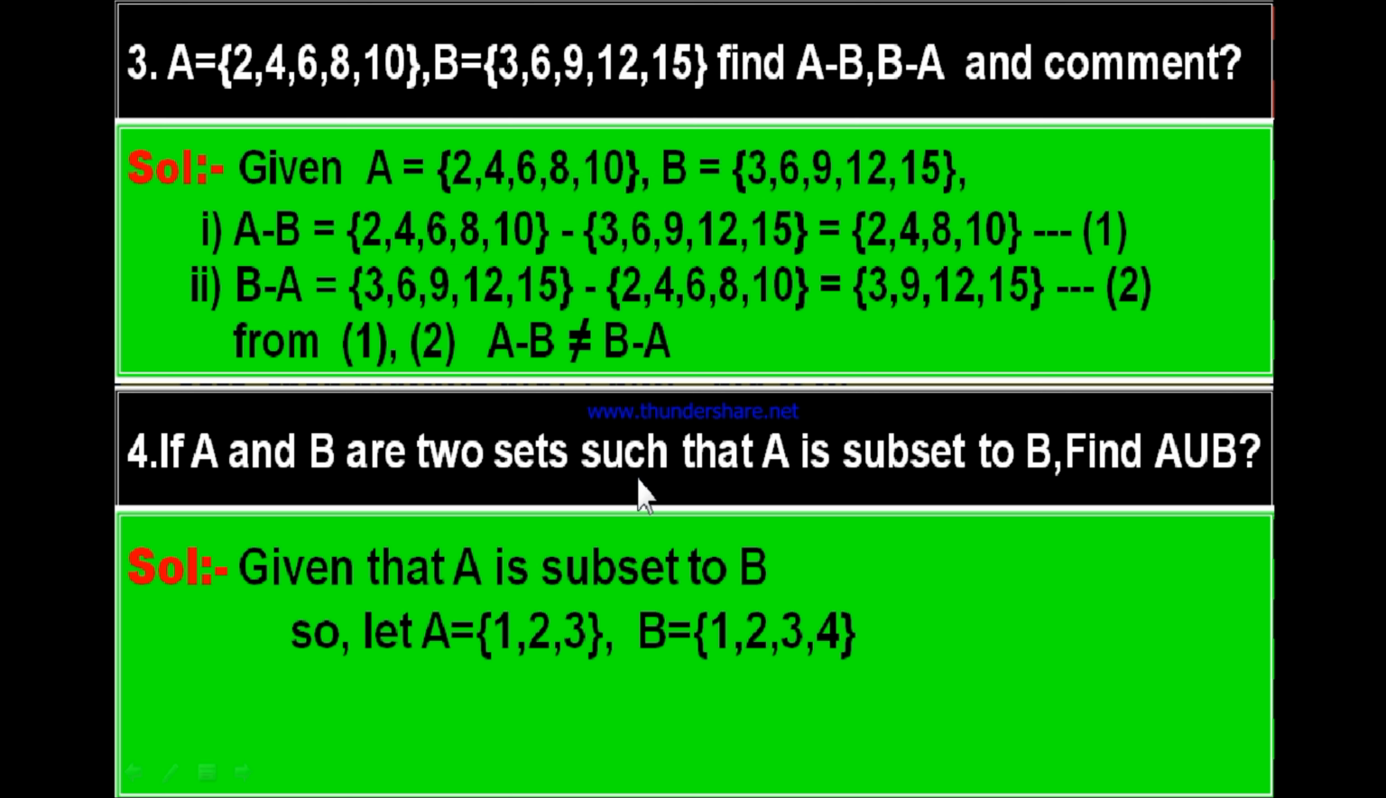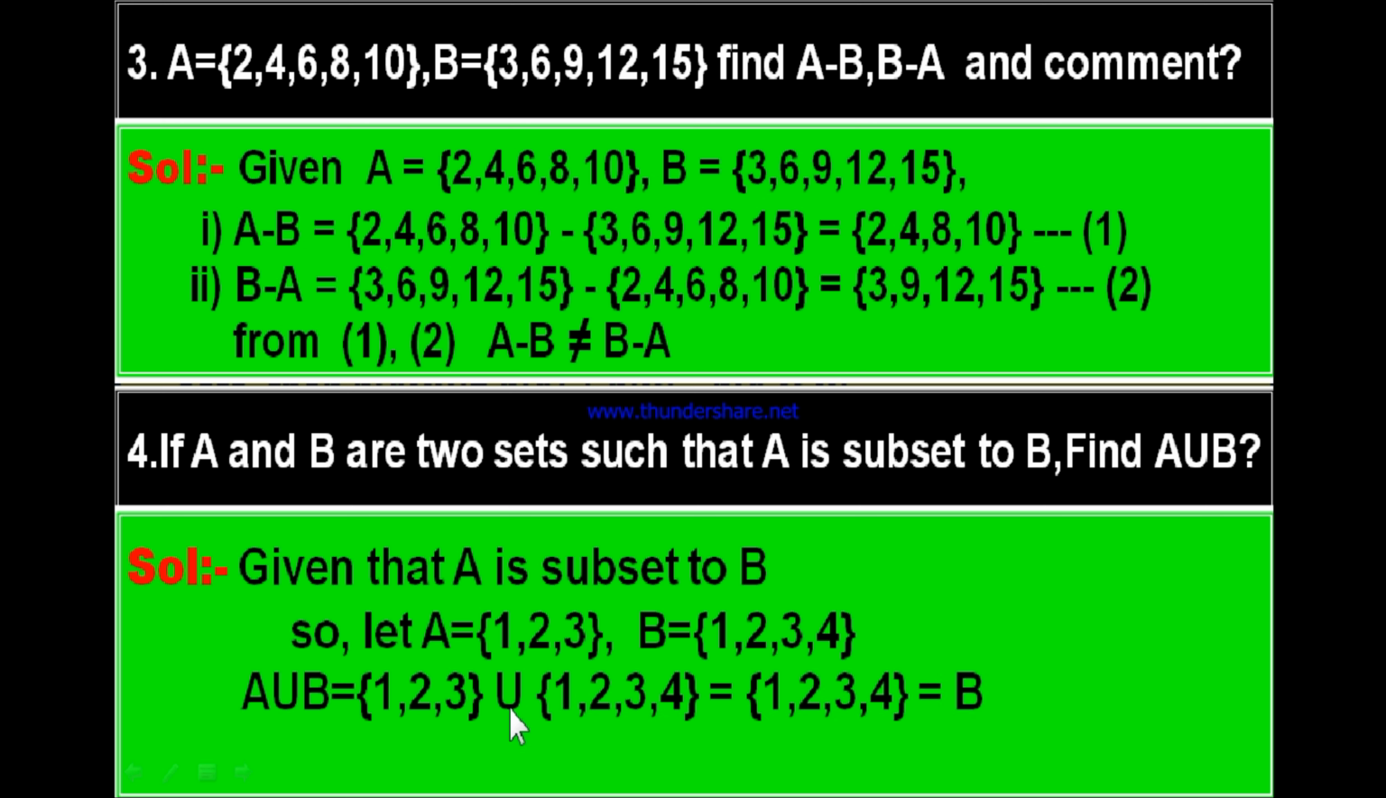Now, if A and B are two sets where A is a subset of B, then find A union B. Now let us find A union B. A union B is equal to, A means set 1, 2, 3, union B means set 1, 2, 3, 4. Since it is union, you have to write all the elements of the first set as well as the second set. Then you can write 1, 2, 3 and 4. Therefore, A union B is equal to set 1, 2, 3, 4. Set 1, 2, 3, 4 is nothing but set B. Therefore, this is equal to B.